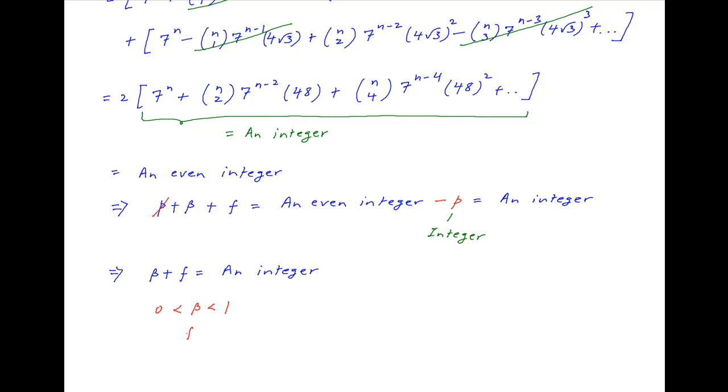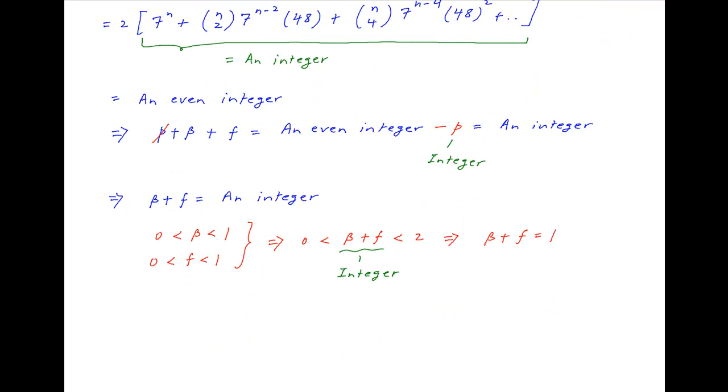But we know that β is a proper fraction, therefore lies between 0 and 1, and so does f. Adding the two inequalities, we get β + f is strictly greater than 0 and strictly less than 2. But we've just established that β + f is an integer, and the only integer that lies between 0 and 2 is 1. Therefore, β + f must be equal to 1. It therefore follows that 1 − β is equal to f, and f is equal to (7 − 4√3)^n as assumed above.